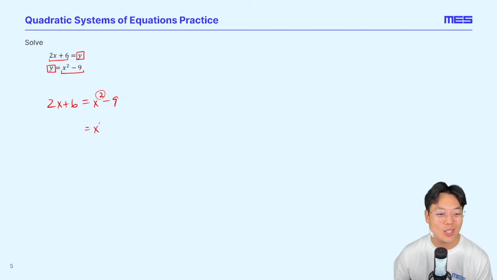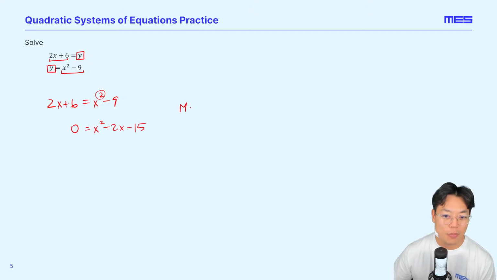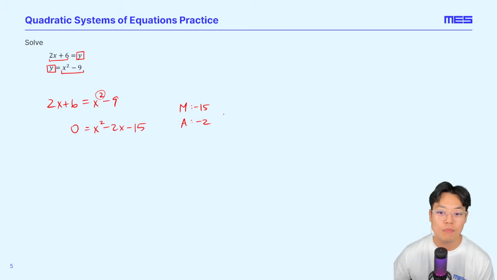And so we have x squared minus 2x. When we subtract 6 from both sides, negative 9 minus 6 gives us a negative 15. So we're looking for two numbers that multiply to negative 15 and add up to negative 2. Those two numbers are negative 5 and positive 3. That's where we get x minus 5 times x plus 3 from.